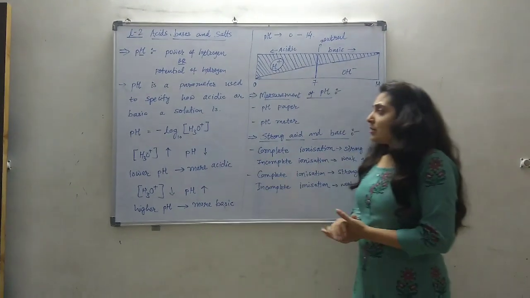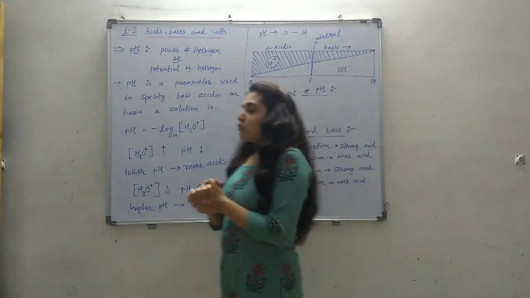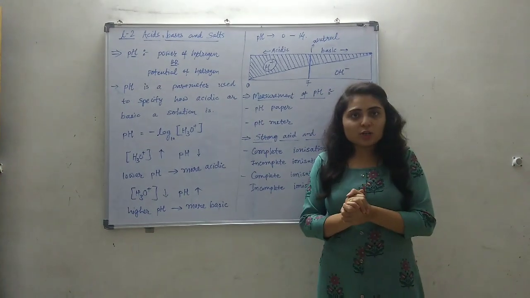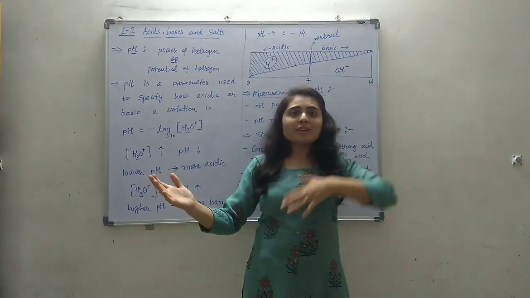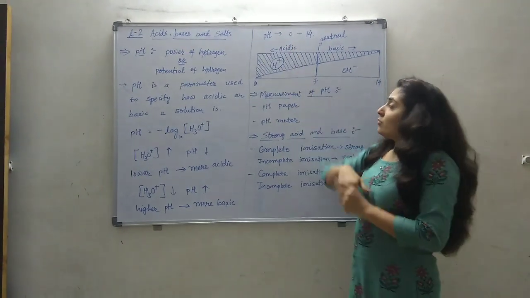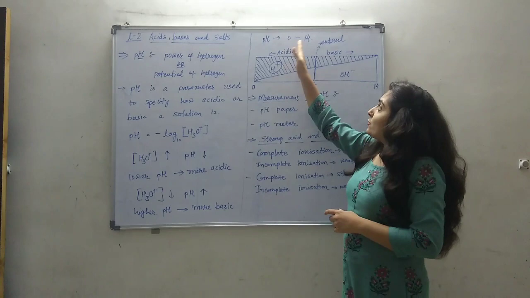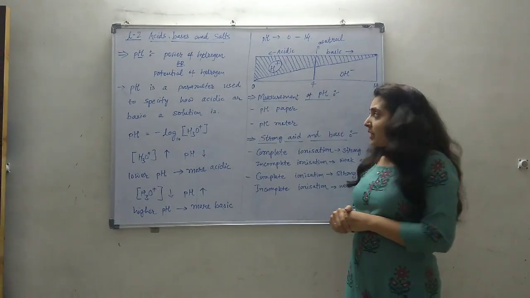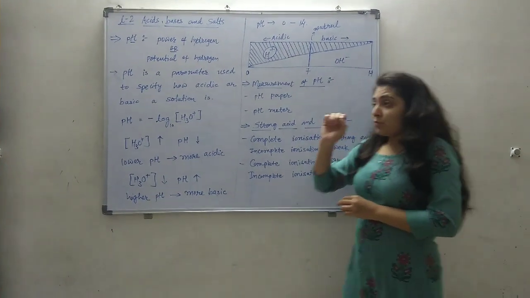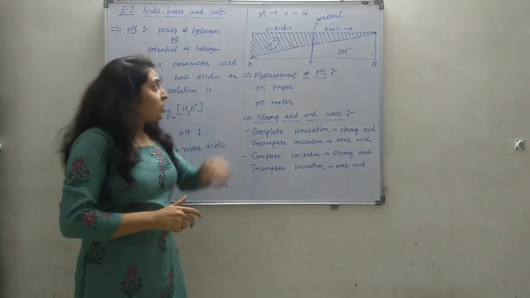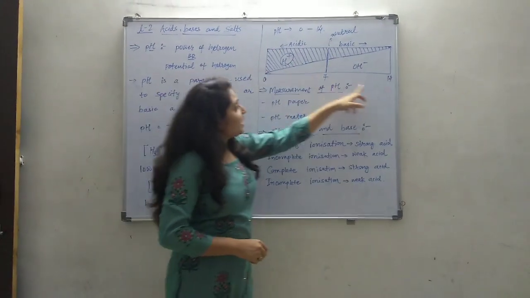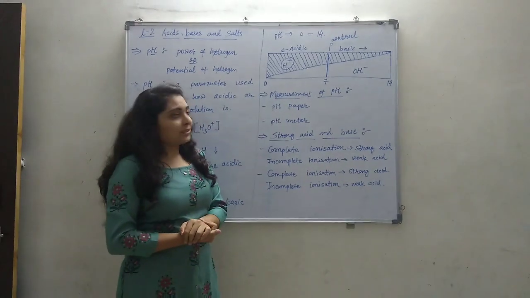This is for aqueous solutions. What is the range of pH values? What is the lowest and highest value of pH? By calculation, the pH value of an aqueous solution is from 0 to 14. And in between 0 to 14, the pH scale can be drawn like this.